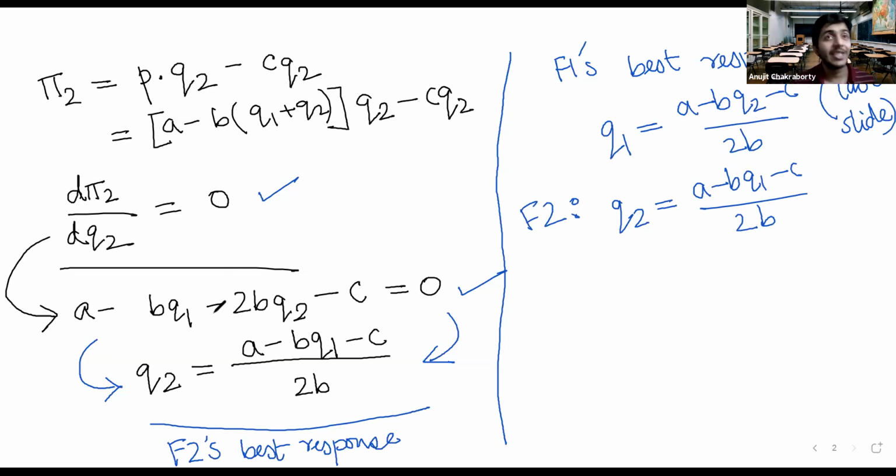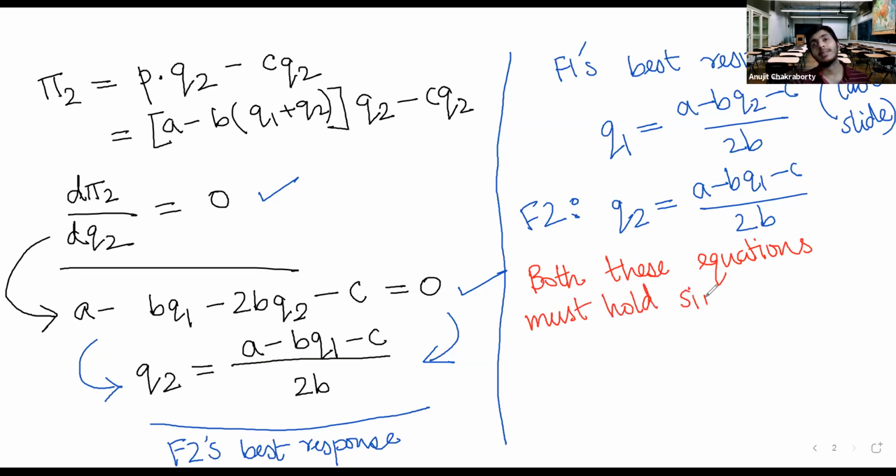Question is, how do we find the Nash equilibrium? Well, at the Nash equilibrium, both firms must be best responding to each other. So both of these two equations must hold simultaneously at the Nash equilibrium. Let's write that down: both these equations must hold simultaneously at the Nash equilibrium.